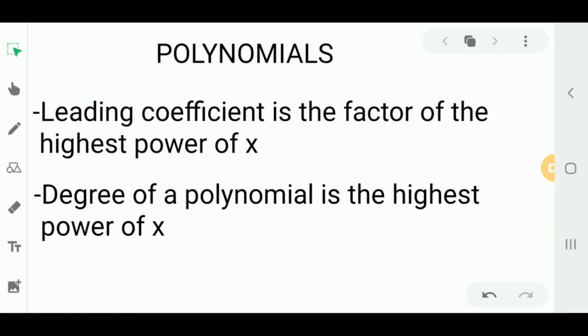Then the degree of the polynomial is the highest power of x, or the highest power of whatever variable occurs in the expression, because it could be y, it could be z, but we're just using x as a base reference.